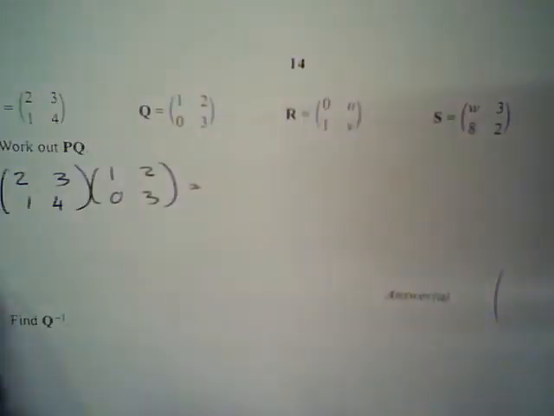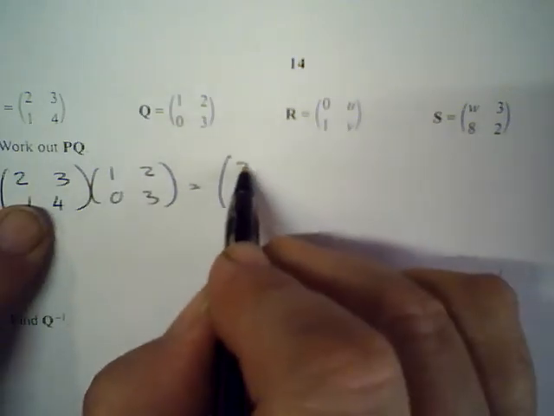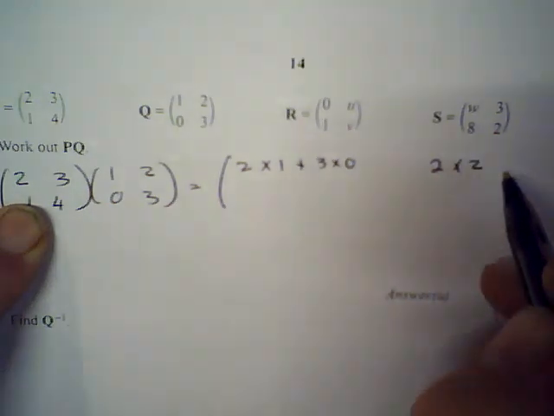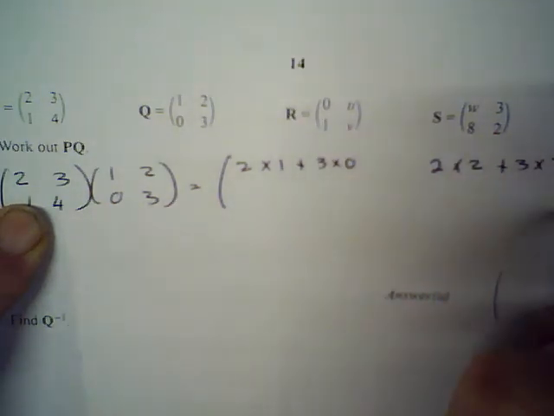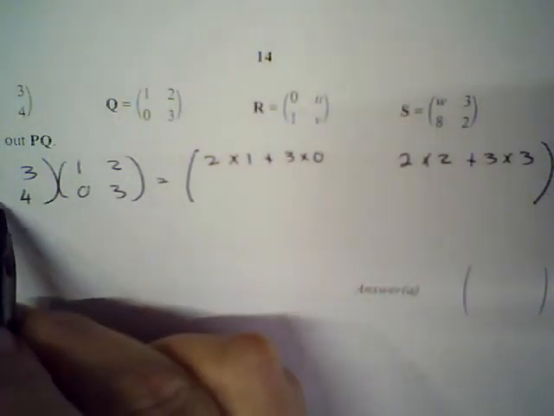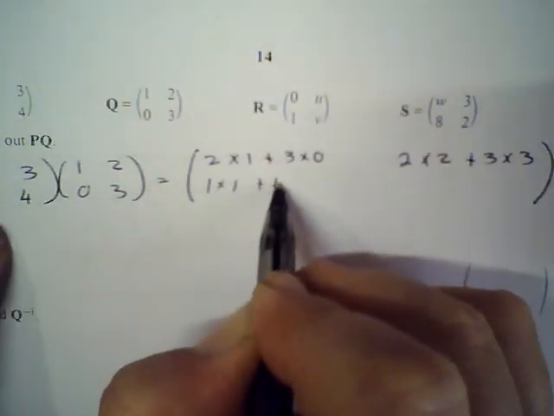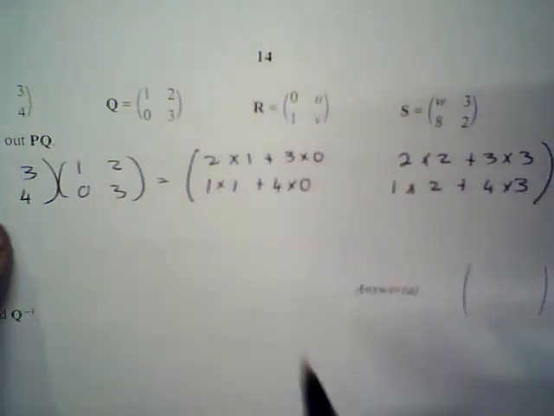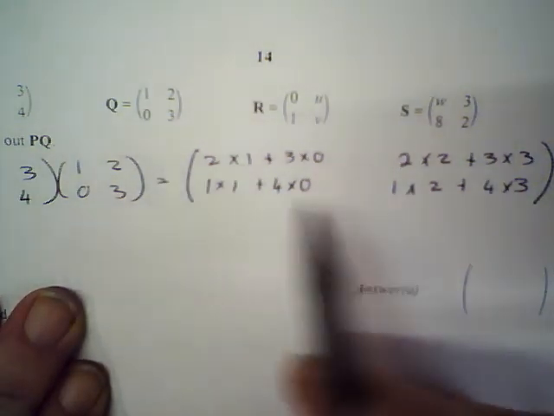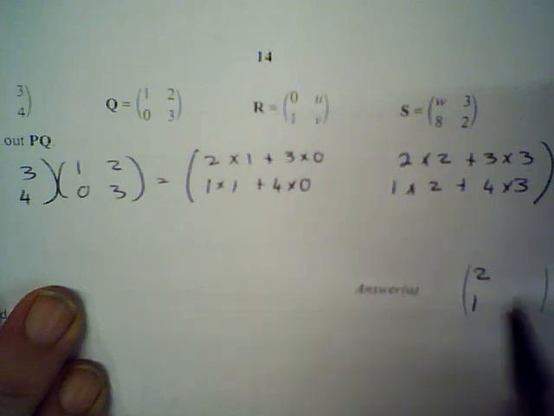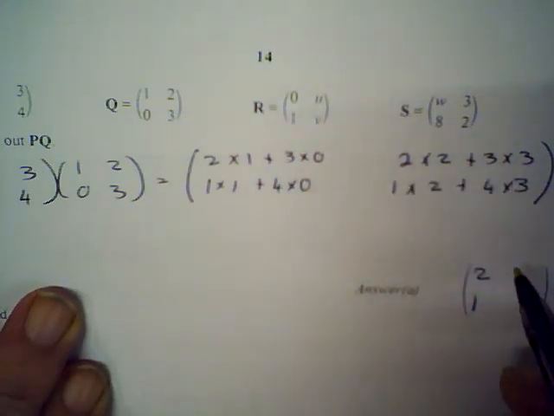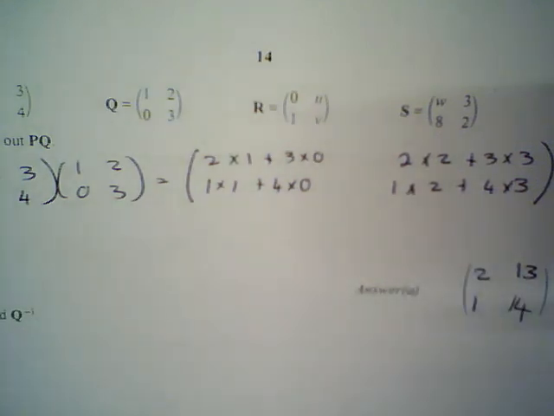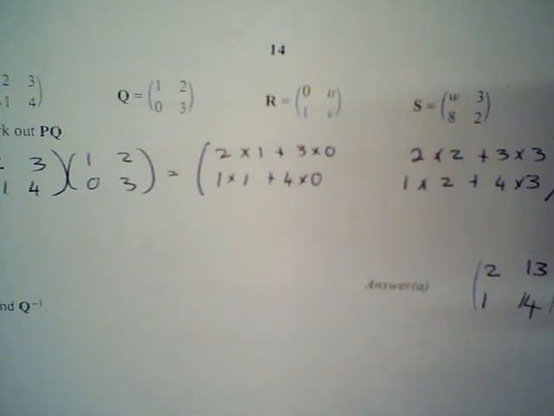That would give us the row times the column, so 2 times 1 plus 3 times 0, 2 times 2 plus 3 times 3, and 1 times 1 plus 4 times 0, and 1 times 2 plus 4 times 3, and we can do the calculations. That would give us 2, that would give us 1, that would give us 13, and 12 plus 2 is 14. My apologies for the cough.